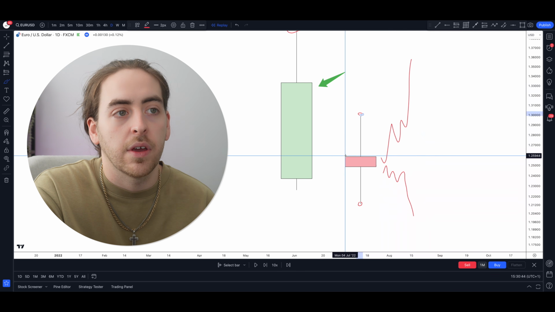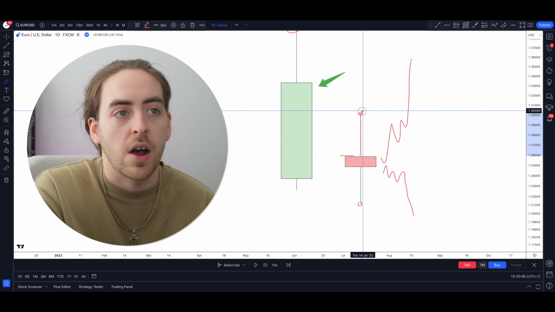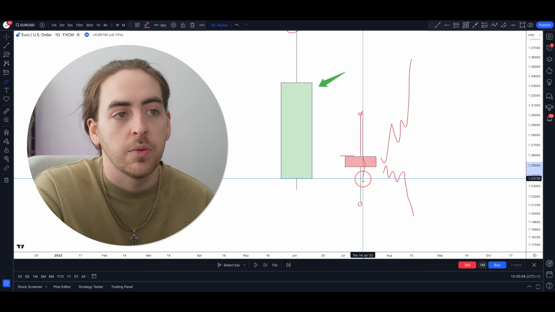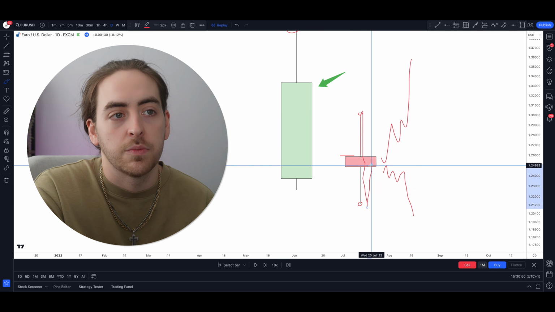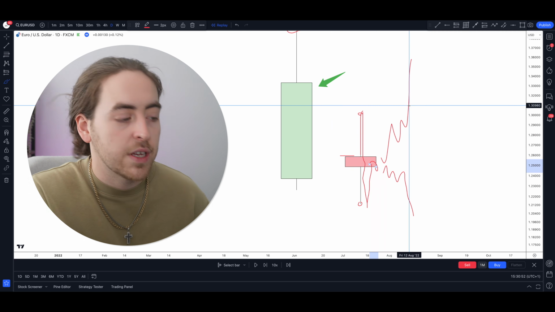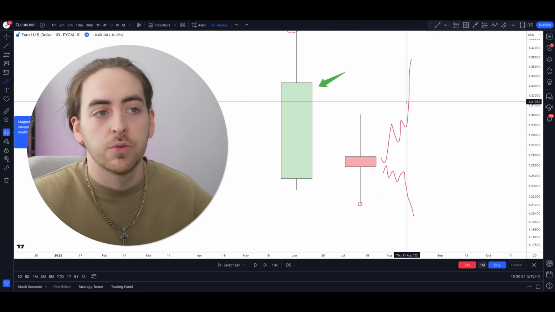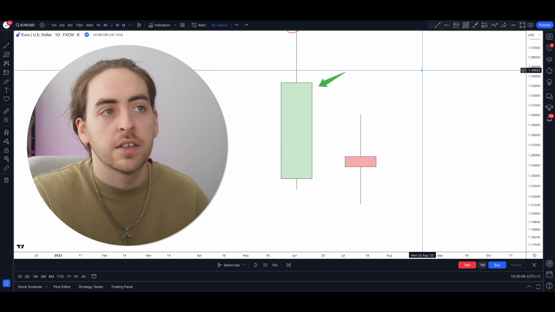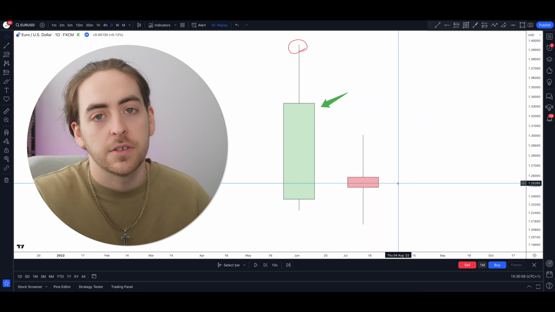As we see, the market opened here. We attempted to go high, but we got pushed back down. We attempted to go low, but we got pushed back up. So when we see large wicks either side of a candle, this will show us that there is indecision and there's no clear control from buyers or sellers.